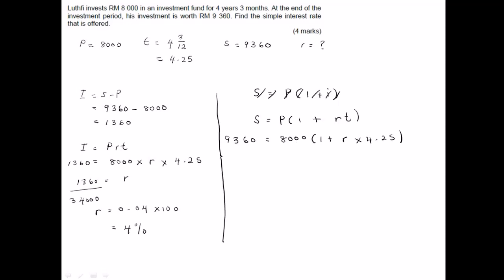Okay, first bring 8000 to the other side. So 9360 divided by 8000 equal 1 plus 4.25 R. Okay, solve the division. We get 1.17. Okay, next we will move 1 to the other side, minus 1. Obviously, this will equal to 0.17. And last step, bring 4.25 to the other side.